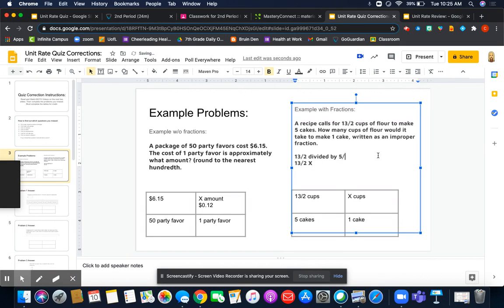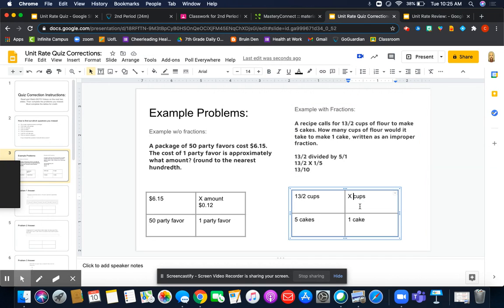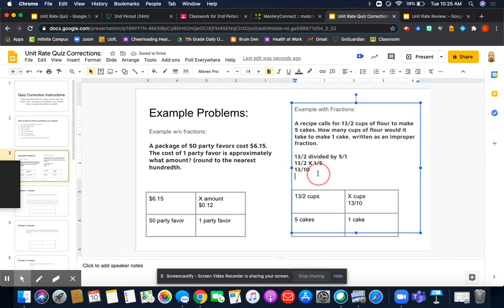In order to flip 5 into a fraction, I need to make it a fraction first. Whole numbers are just over 1. So 5/1 flips to 1/5. Multiply your numerator straight across, denominator straight across, and it wanted it as an improper fraction. It is an improper fraction, so we would just leave this as 13/10, and that is your answer.